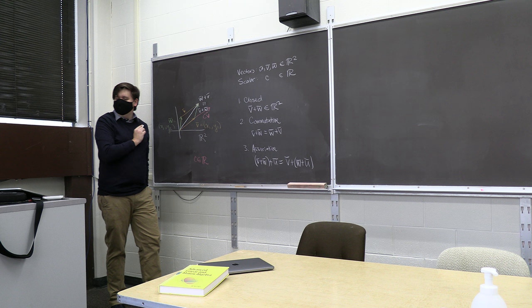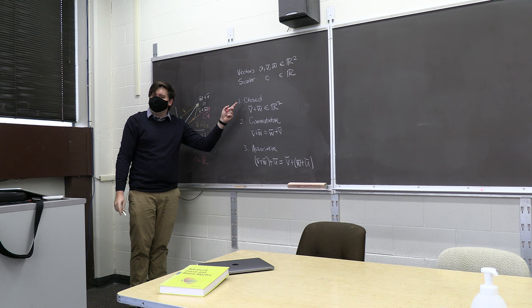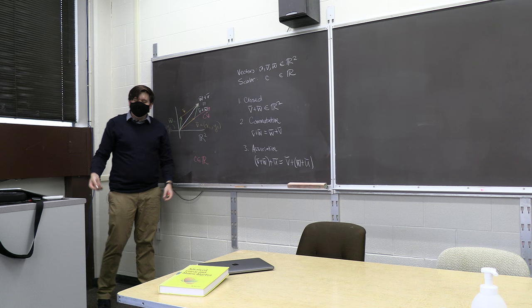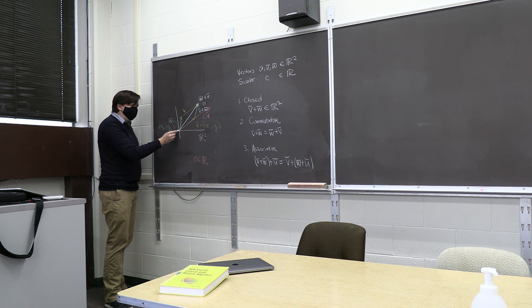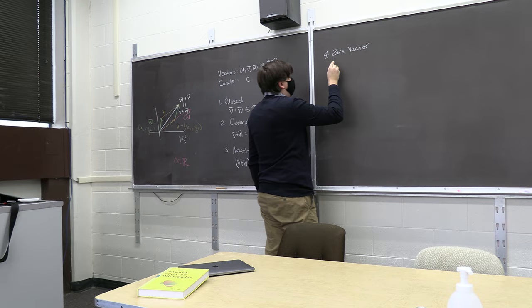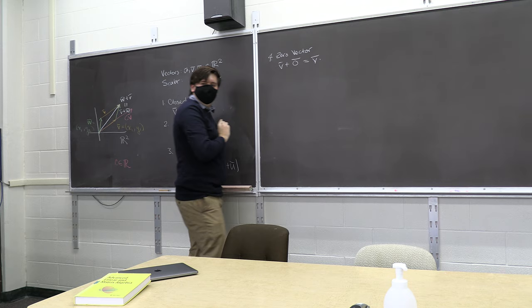In this case, it's just like real numbers, right? You can add real numbers, get another real number. They commute, they associate. There's also a very special real number that when you add it to something, it does nothing. We call that number zero. And analogously, we have a zero vector. It's not very interesting, but if you add the zero vector to something, it leaves that thing the same. So let me add that as a property. There exists a zero vector, so that if you add it to any other vector, it stays the same.